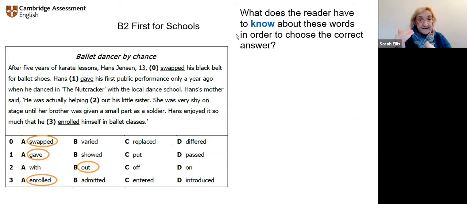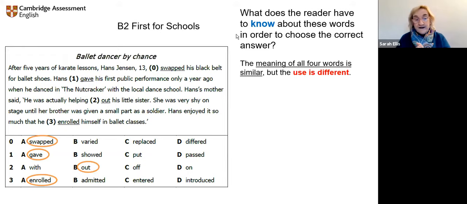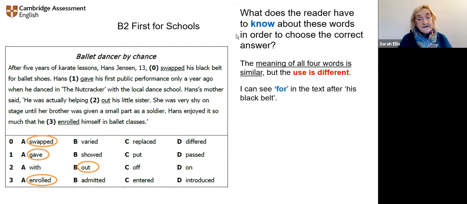So let's look at the example 0. So we've got the lexically similar words. They're all similar, but the use is different. Now, what does that mean? And we can see some examples to help students. So they look at the text and they can see number 4: he swapped his black belt for ballet shoes.